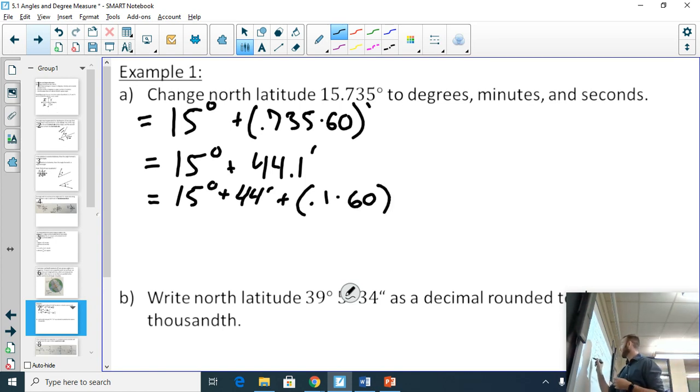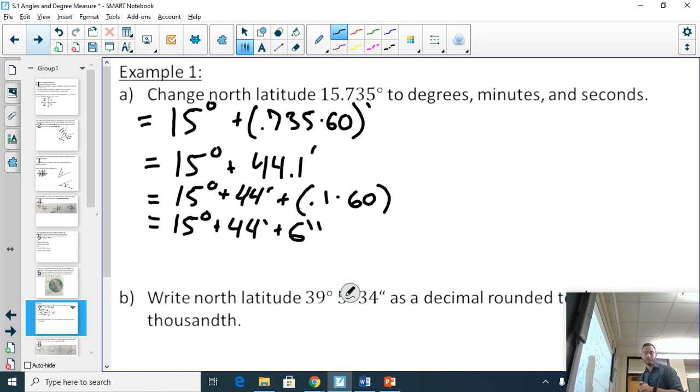And once we do that, you get 15 degrees plus 44 minutes. And you shouldn't need a calculator for this one. 0.1, you just move the decimal over, plus 6, and then seconds is the two little dashes there. And so your answer you can just write as 15 degrees, 44 minutes, and 6 seconds.